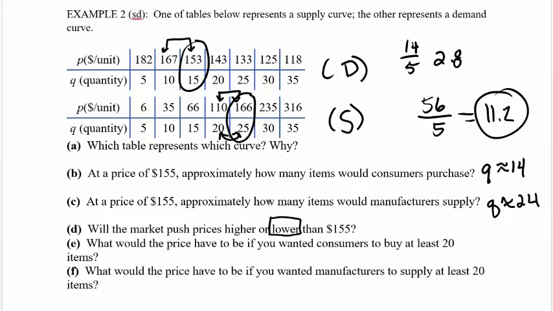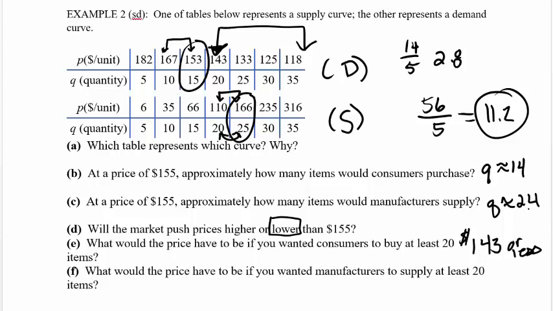Part E. What would the price have to be if you wanted consumers to buy at least 20 items? So again, consumers, we're going to go back to demand. And if we want them to buy at least 20 items, we are now talking about what's happening in this column. And so we can see the associated price is going to be $143. So in order for the consumers to buy at least 20 items, we need the price to be $143 or less. As the price goes down, the more that they're willing to buy goes up.